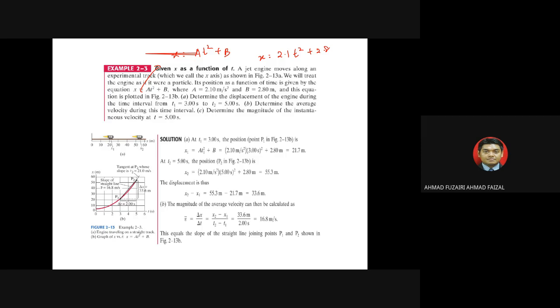This equation is plotted in the figure. Determine the displacement of the engine during the time interval t equals 1 to t equals 2. Simple. You replace the value of x with the function of x as a function of time. So you put 3, you put 5, then you calculate it. The difference is 33.6 meters. And B, determine the average velocity during this time interval.